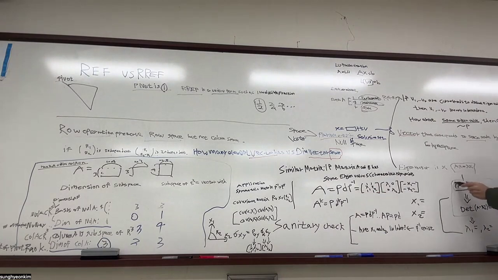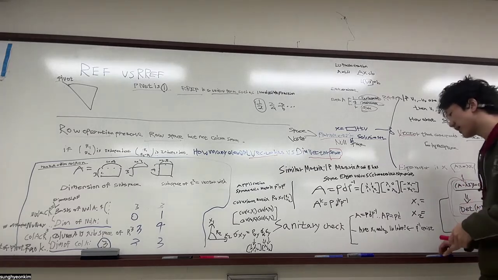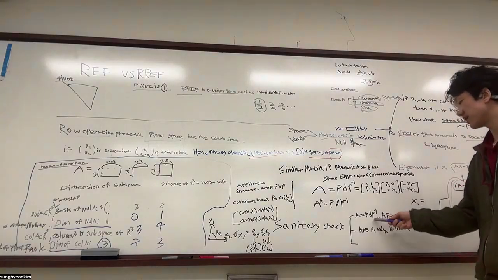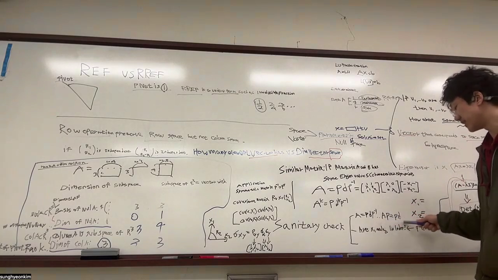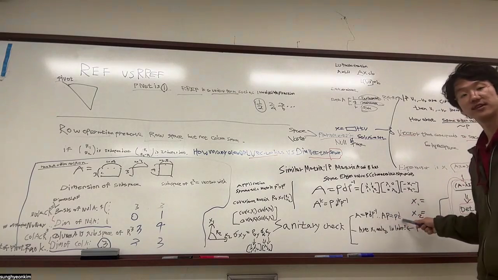Then we can make the characteristic polynomial. Then the determinant should be 0. Then we can find lambda 1 and lambda 2. After finding lambda 1 and lambda 2, we can put them in the characteristic equation. Then we can find the corresponding eigenvectors. We can do a sanity check: A equals PDP inverse is the same as AP equals PD.